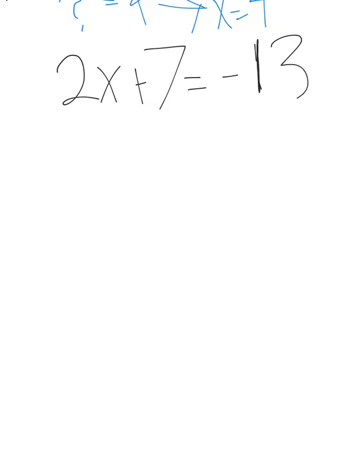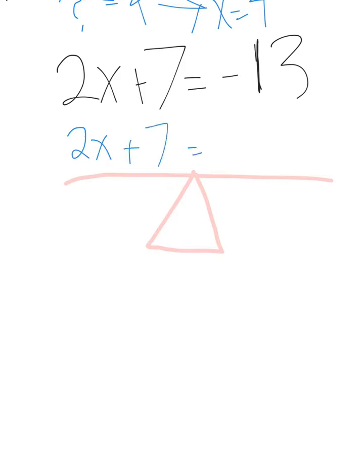All right. So if I were to go back to drawing this on a scale or a seesaw, all right, I have 2x plus 7 equals negative 13. Okay, so remember that balance point is where the equal sign goes. All right, so the key to remember is you want to move all the numbers that are on the side with the x, because the final answer needs to say x equals something.